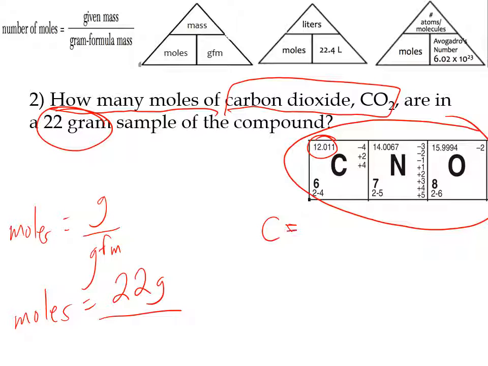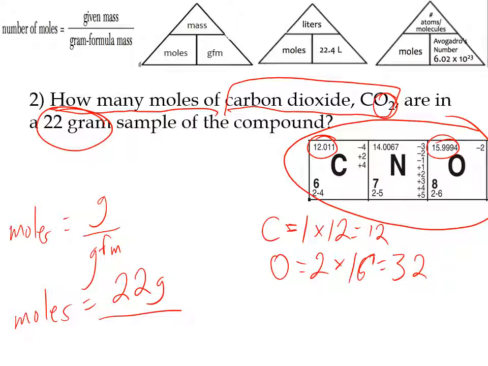Carbon equals, there's only 1 carbon, and each one of them weighs 12. So that's 12 total. For the oxygen part of the molecule, there are 2 oxygens, and each one of them right here weighs 15.9. We round that to 16. So the 2 oxygen parts weigh 32. I'm going to add up my 12 and my 32.